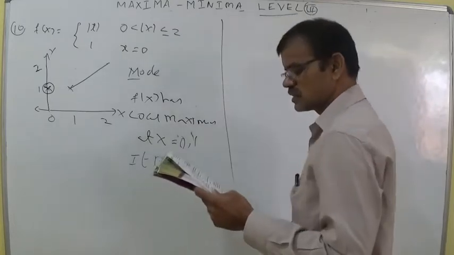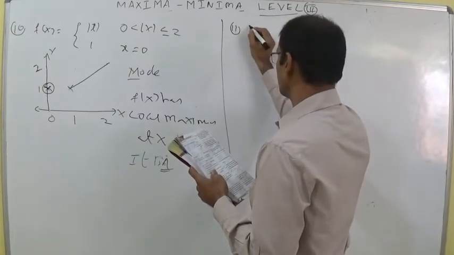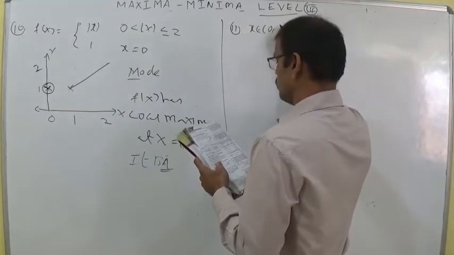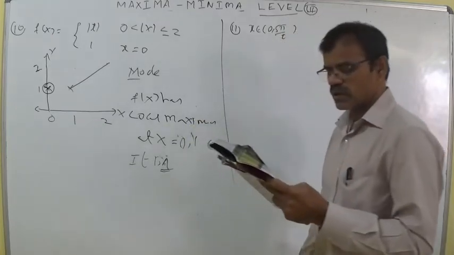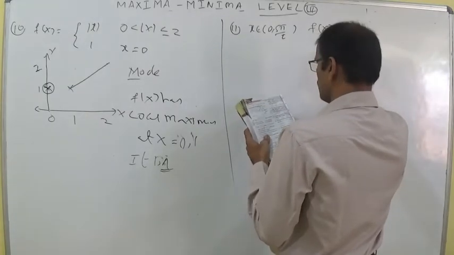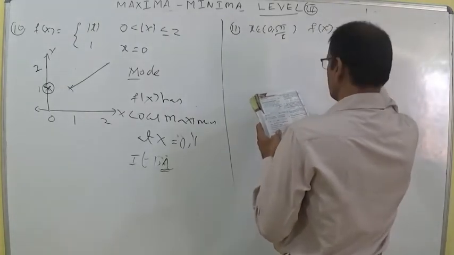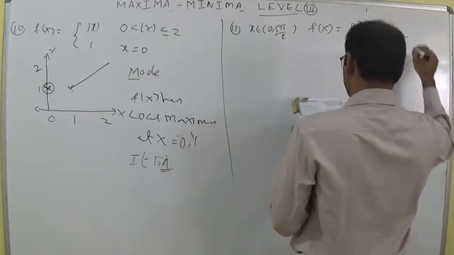Next, let us discuss the 11th question. It depends upon integration and depends upon the domain. The domain given is 0 comma 5 pi by 2. For x belongs to 0 comma 5 pi by 2, he defined that f of x is equal to the integral from 0 to x of root t sin t dt.